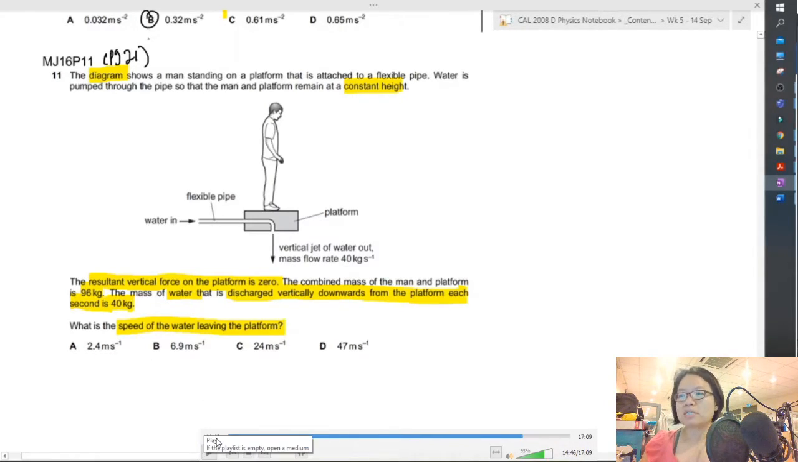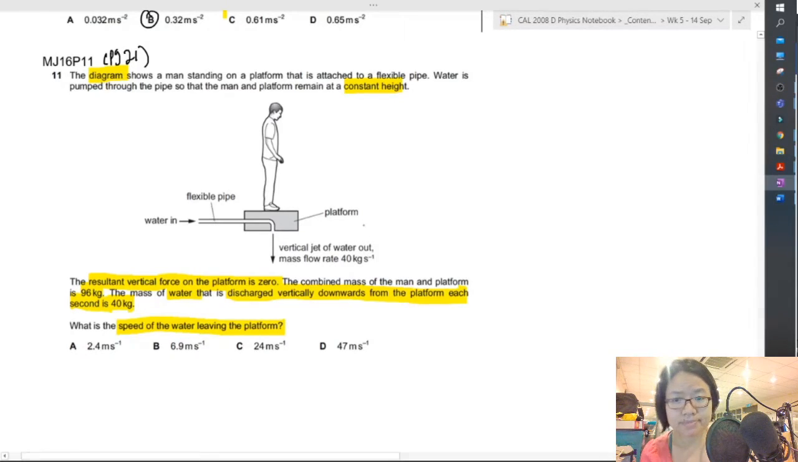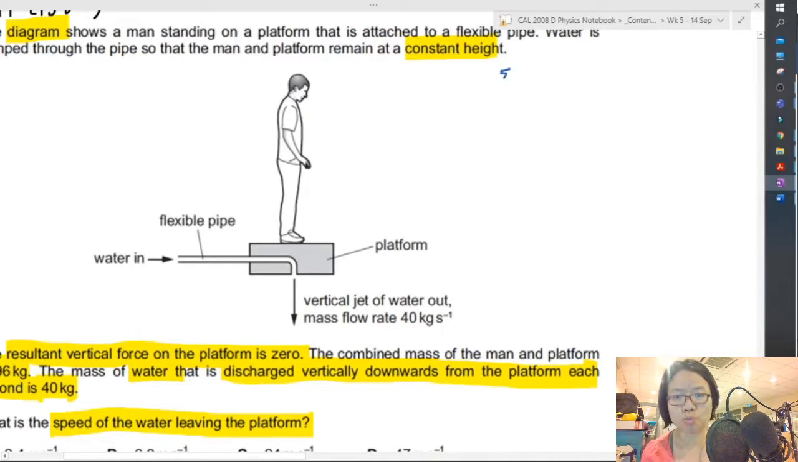So now what is the speed of the water leaving the platform? Okay, so we do it one by one. Step 1, zoom in. Step 2, I know net force is 0. And also at the same time, I know that there is a force of the platform, so to speak, pushing the water out.